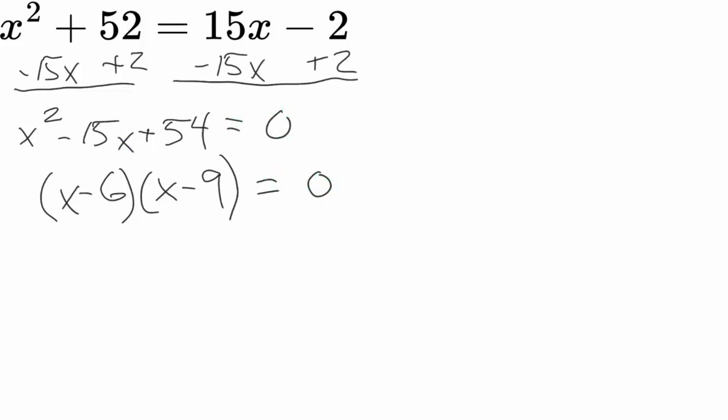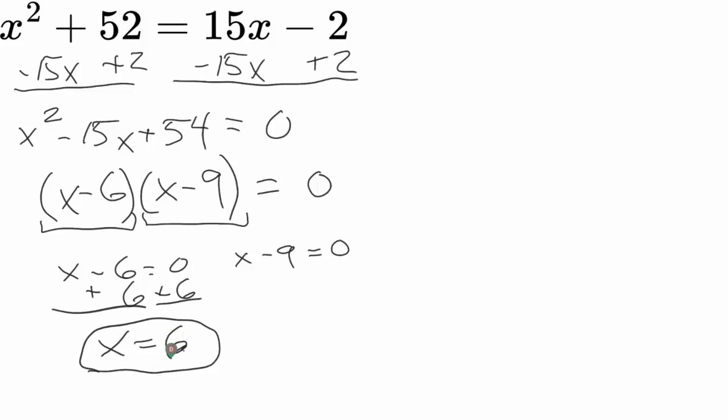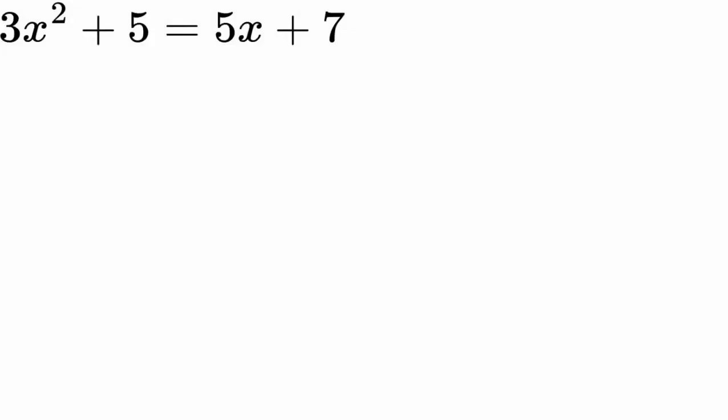And now we can go ahead and set each of these factors equal to 0. So I have x minus 6 equals 0. I have x minus 9 equals 0. I can add 6 to both sides here and get x equals 6. And over here I can add 9 to both sides, and I get x equals 9. And we were able to solve that by factoring, so we don't have to worry about the quadratic formula or anything. Alright, here we've got 3x squared plus 5 equals 5x plus 7.